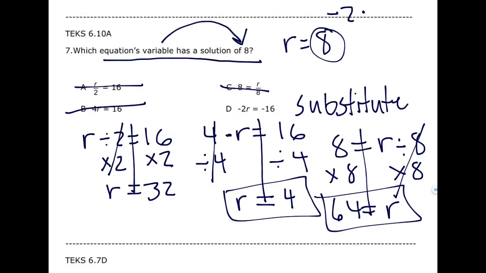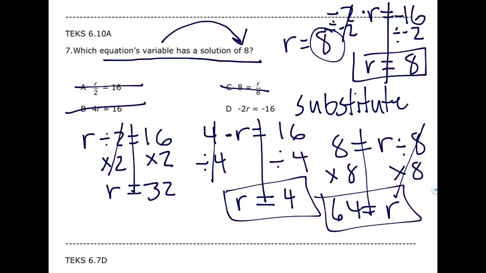Negative 2 times r equals negative 16. Put a line through the middle of the equal sign. The opposite of multiplying by negative 2 is dividing by negative 2. Negative 2 divided by negative 2 cancels out. What I do to one side, I do to the other. Negative 16 divided by negative 2. r equals 16 divided by 2, which is 8, and a negative divided by a negative is a positive. So my answer is r equals 8, which in this case is answer choice D.